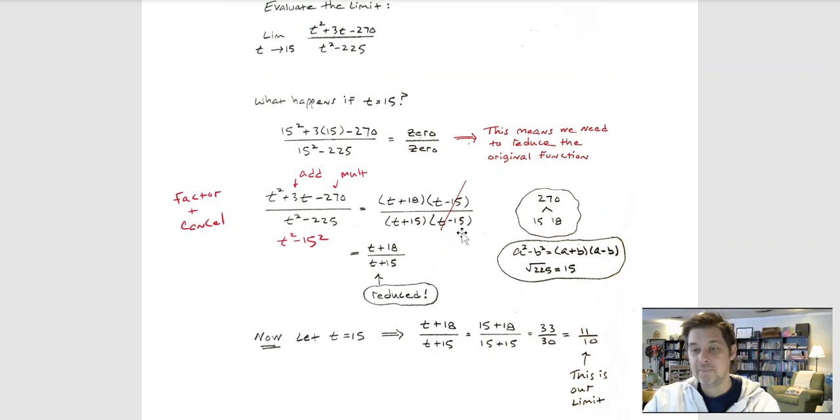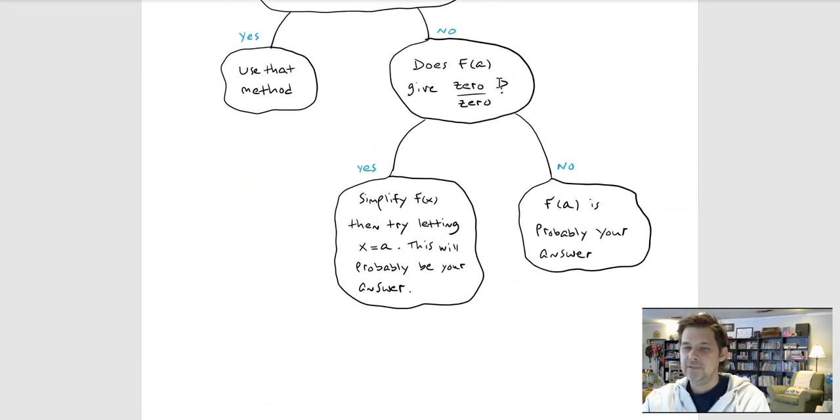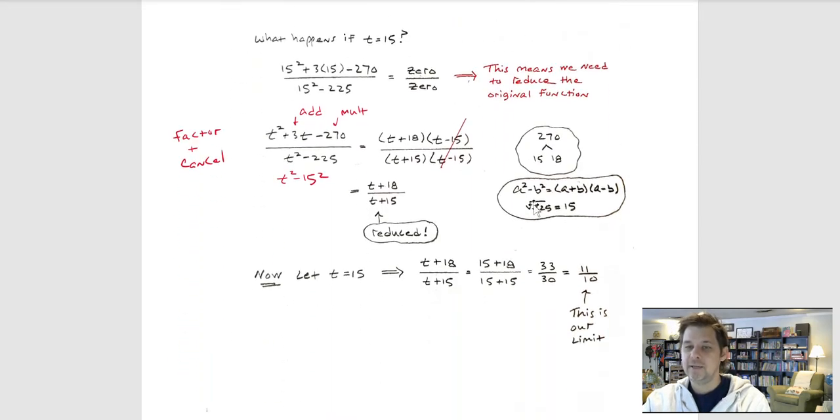And then look, they both have this common factor that can be canceled. And I'm left with t plus 18 over t plus 15. Now it's reduced. Okay, so the flow chart said we got 0 over 0. Simplify it, reduce it, then plug in that limiting number. Okay, so I got this.